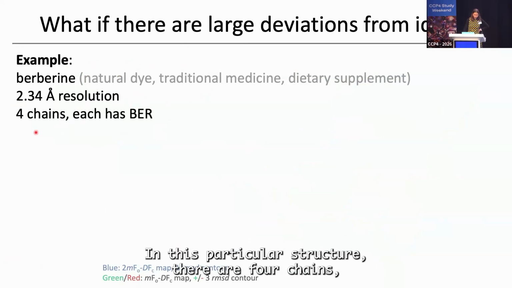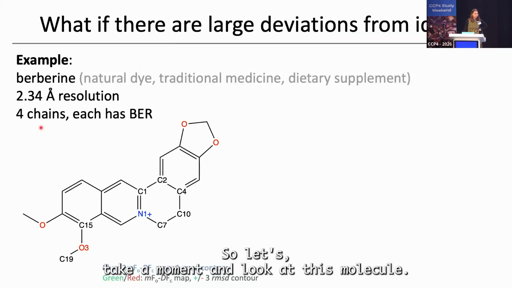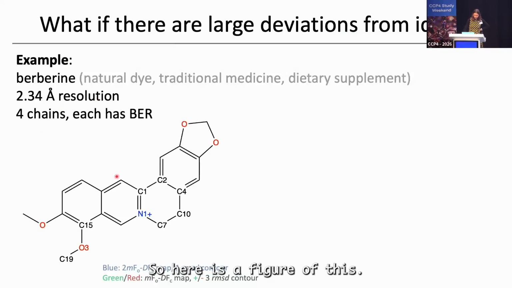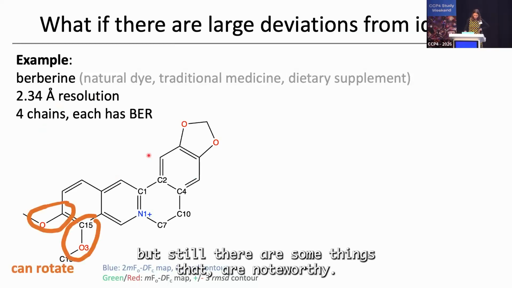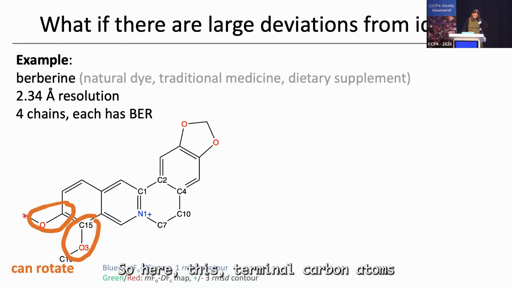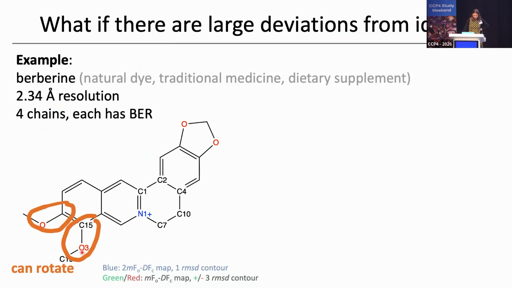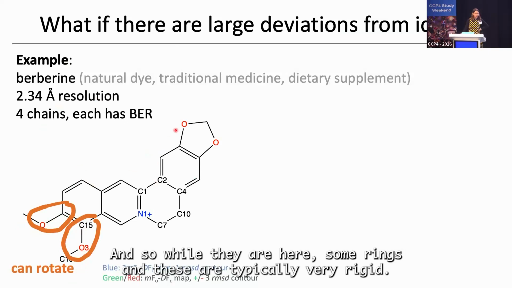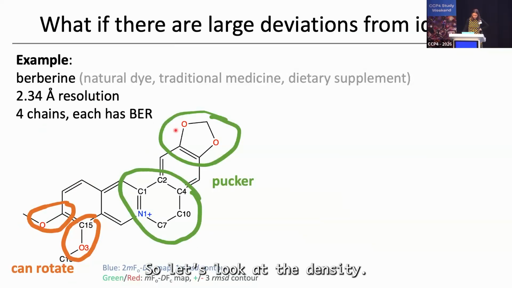In this particular structure, there are 4 chains and each has a berberine molecule, and I'm focusing just on chain D. So let's take a moment and look at this molecule. So here is a figure of this. And so clearly there's not such a torsional variability as in the previous example, but still there are some things that are noteworthy. So here these terminal carbon atoms can rotate around these carbon-oxygen bonds. And while there are some rings here, and these are typically very rigid, we have here 2 rings that can have puckers.